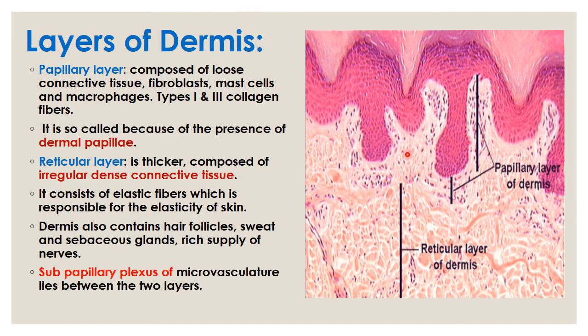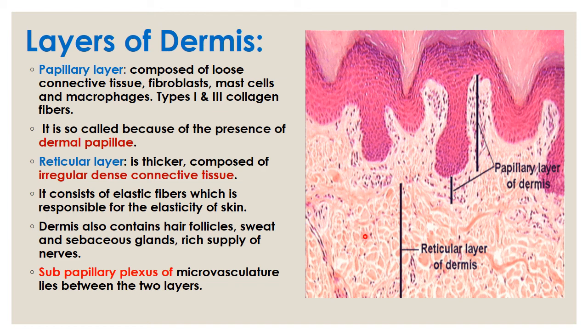Now the dermis shows two distinct layers. The layer close to these epidermal-dermal junctions is called the papillary layer. This papillary layer of the dermis is composed of loose areolar connective tissue and all its components like the fibroblasts, the mast cells, the macrophages, and also there is the presence of type 1 and 3 collagen fibers. It is called the papillary layer because of the presence of the dermal papillae.